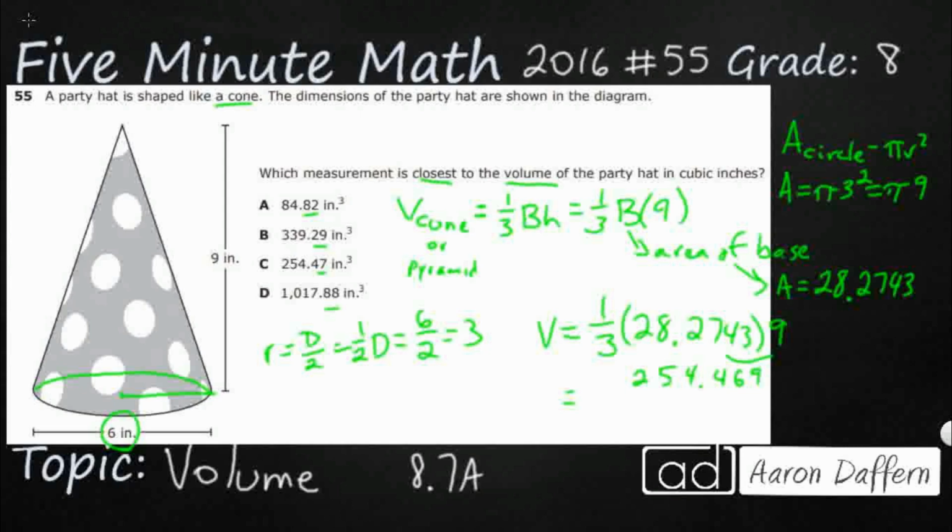Now I can multiply that by 1/3. Also remember, multiplying by 1/3 is the same thing as dividing by 3. So I'm just going to take that, and divide that by 3. Let us see what we get. We get about 84.823. So our answer here is A.